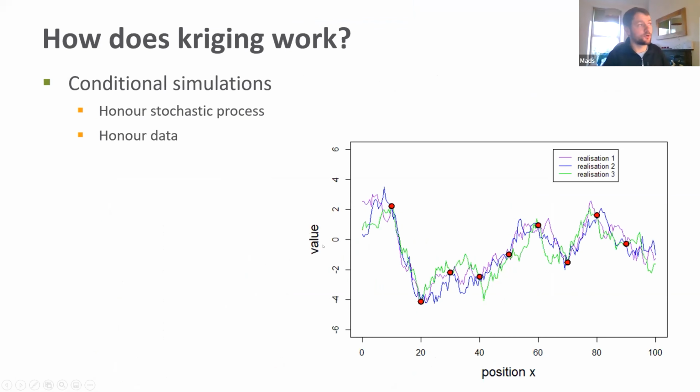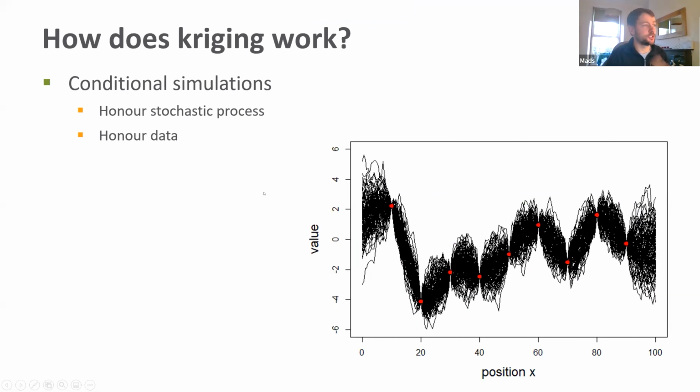So far, I've just been talking about how you can generate random realizations from a stochastic process. When we talk about kriging, what we're interested in is obviously a realization that not only honors the stochastic process, but also matches our data points. So if you imagine that you generate lots of random realizations from your stochastic process, in the end, you only want to keep those realizations that match your data.